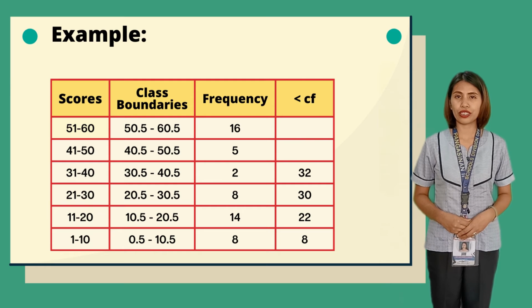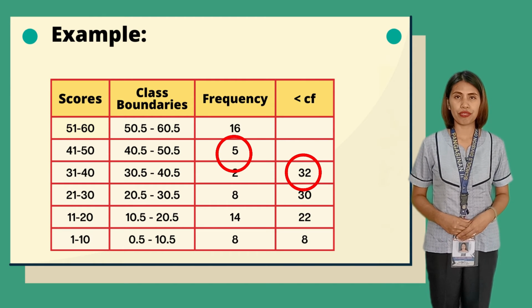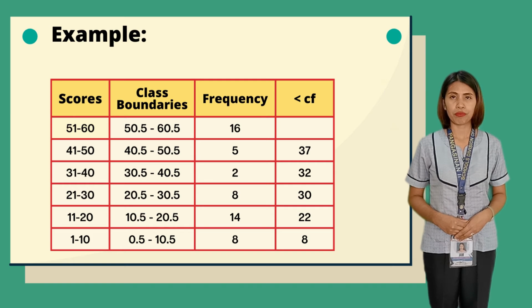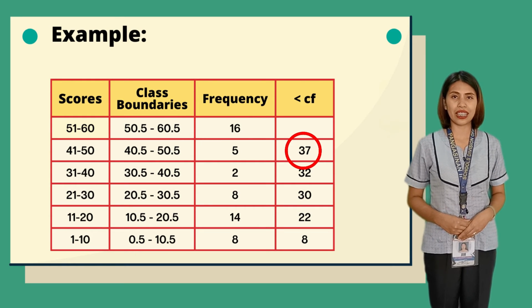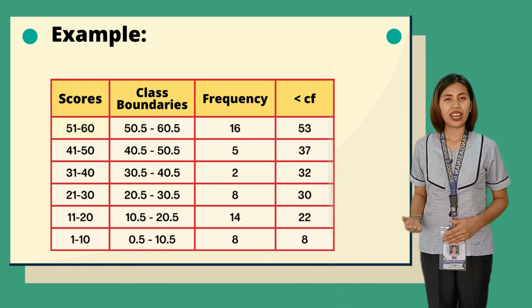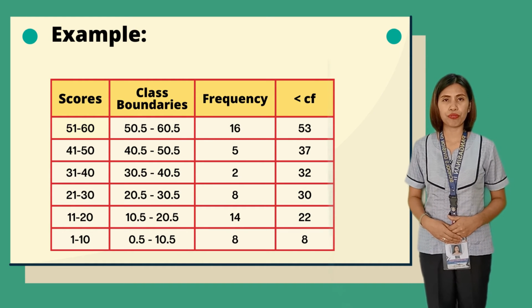Next, we will add 32 and 5. Then, we have 37. For the last, we will add 37 and 16, which is 53. And here is the less than cumulative frequency.